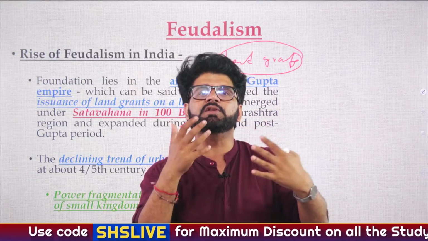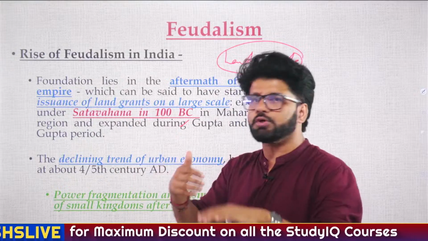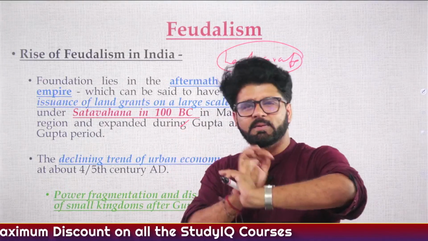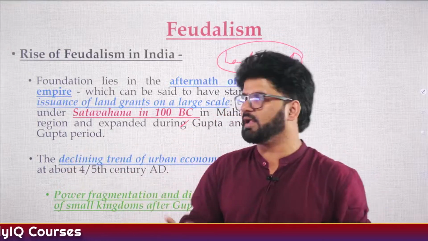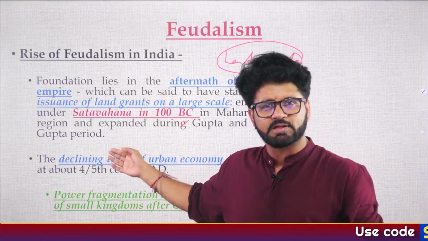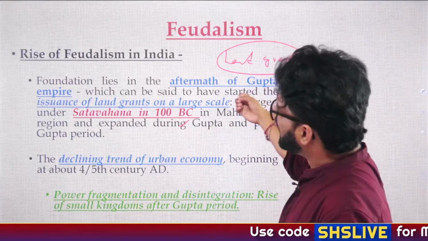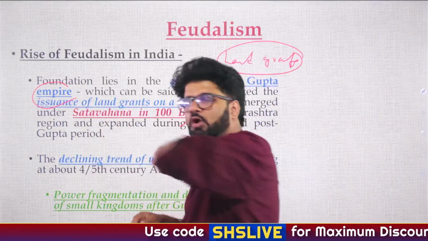Why do kings issue lands as grants? Because they don't have enough cash. That also sometimes leads people to think that maybe the trade declined, currency circulation declined. So all these things started in the Satvahana period and gained traction in the aftermath of the Gupta Empire. This also you can deduce now.